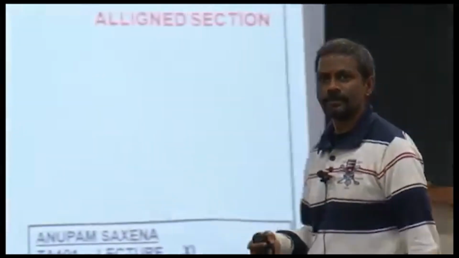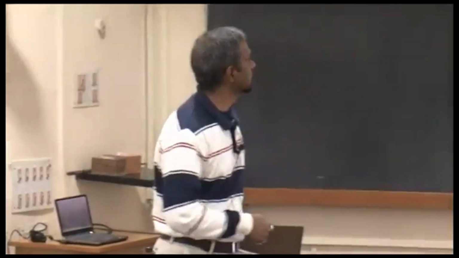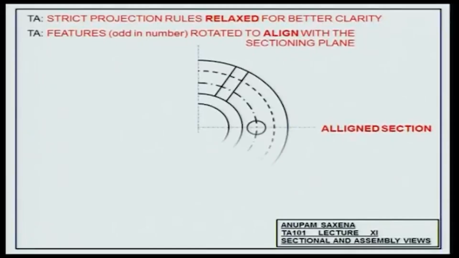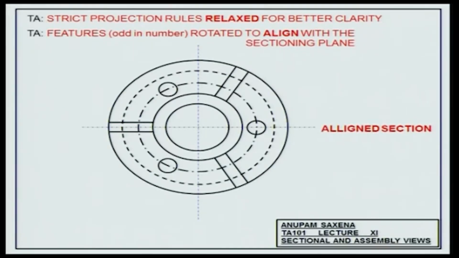So if you realize, what we are doing is we are relaxing the projection rules. Okay? We are going more into clarity and we are letting go of certain information. So we are striking a trade-off between clarity and information. So this is another example where your projection rules are relaxed for better clarity. Features which are odd in number are rotated to align with the sectioning plane.